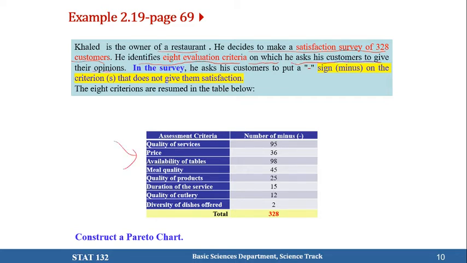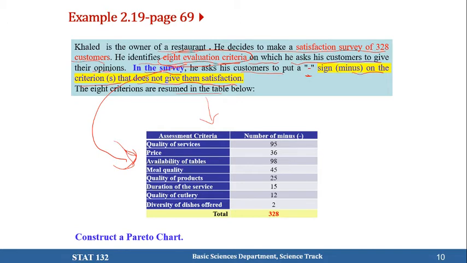These are the 8 evaluation criteria on which he asks his customers to give their opinion. In the survey, he asks his customers to put a minus sign on the criterion or criteria that don't give them satisfaction. The results are given in the table. The quality of the services gets the most minuses, and it seems the customers don't like it. The price comes second, and the available tables is 98. So it means it's a crowded place, or a small place.